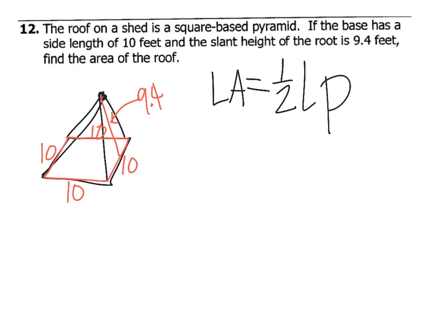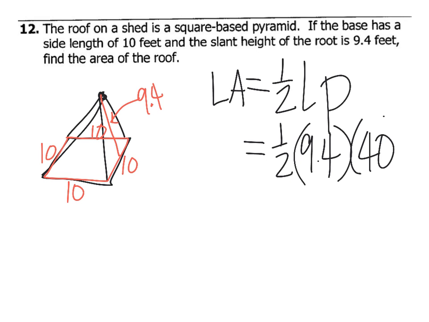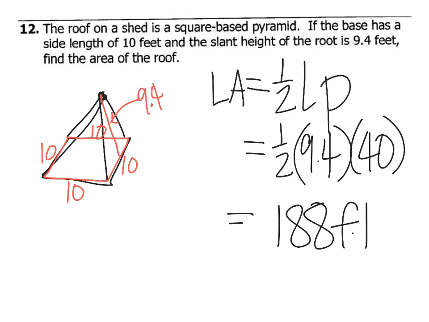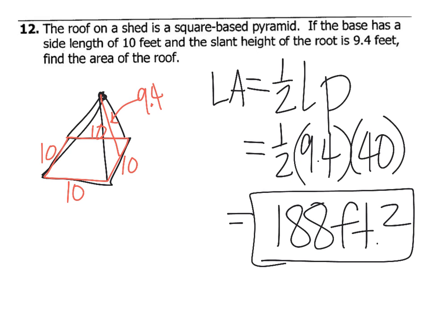So our perimeter, first of all, 1/2 times our slant height. We're given that it's 9.4. Our perimeter is going to be, add all the sides together, so 10 times 4 gives us 40. Then you let your calculator do all the hard work, 1/2 times 9.4 times 40, and you're going to get 188 feet squared.